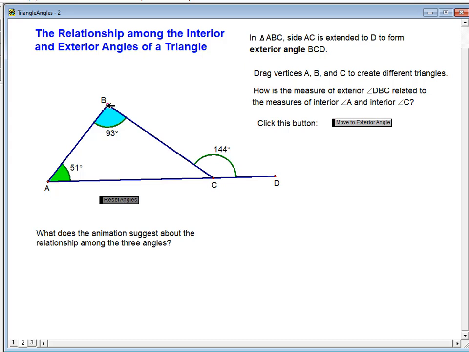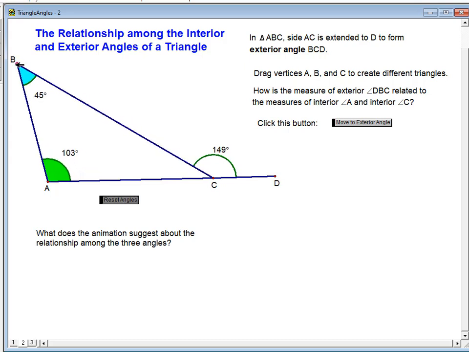Okay, so if we reset that, I can move this triangle around to here. Let's move them one more time. You see those pieces bounce, and here it comes. And there it fits, okay? And that's the relationship among the interior and exterior angles of a triangle.